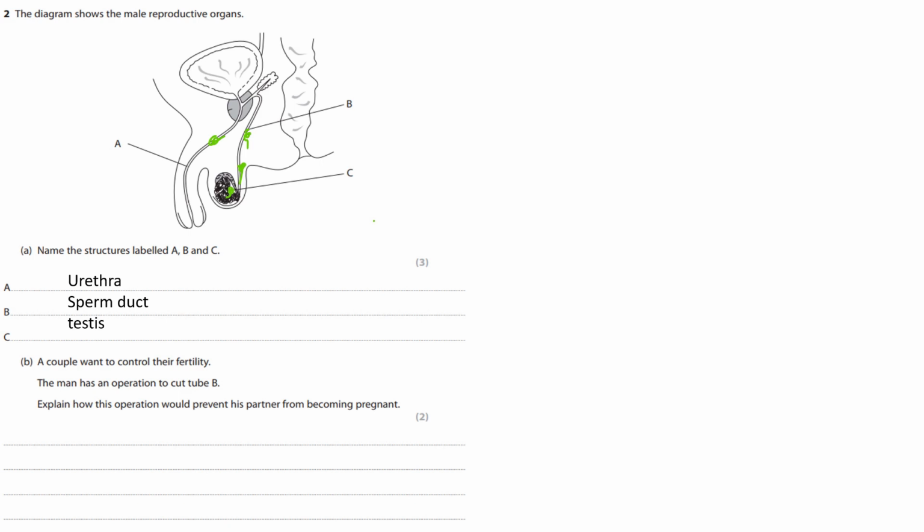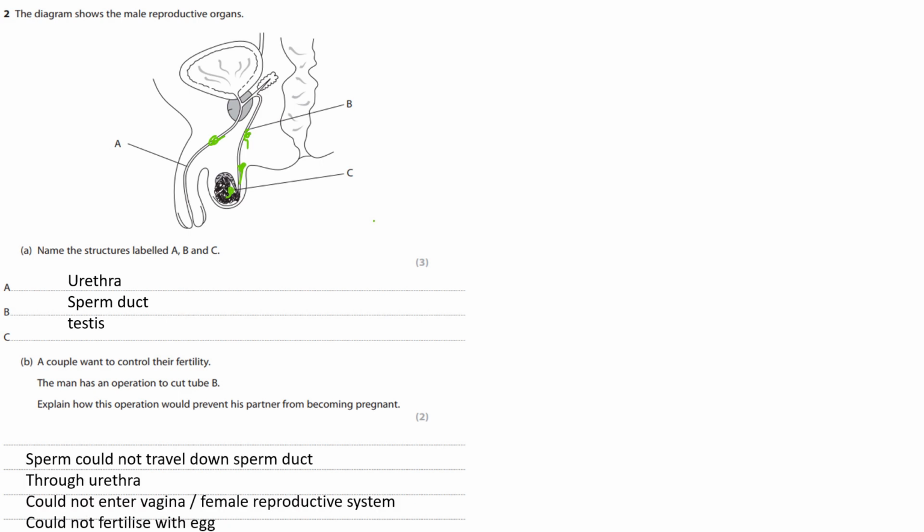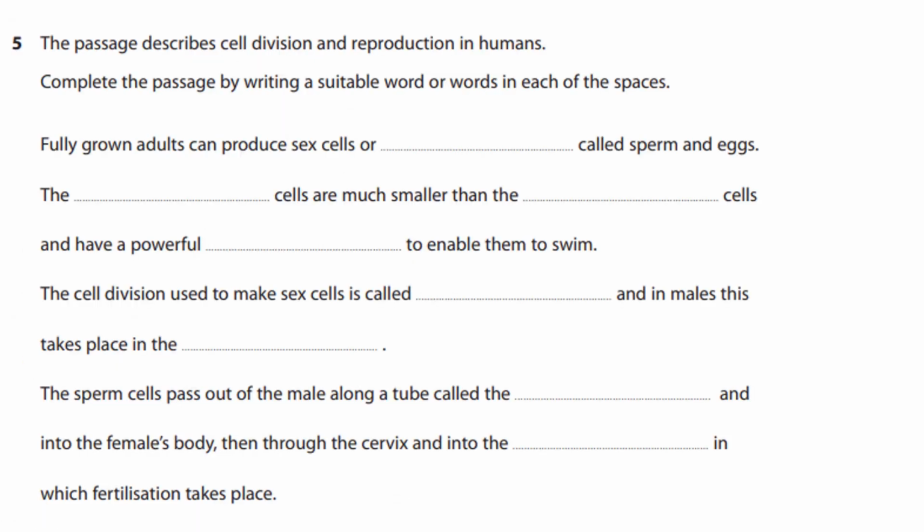Well, the sperm wouldn't be able to swim up the sperm duct, 1 mark. The sperm wouldn't be able to swim to the urethra, 1 mark. The sperm wouldn't be able to enter the vagina, 1 mark. They wouldn't be able to enter the fallopian tube. No fertilization could take place. So any of those 2 points will score you the marks. Now for the final question, remember, pause the video, have a go. Okay, I'm going to go through the answers.